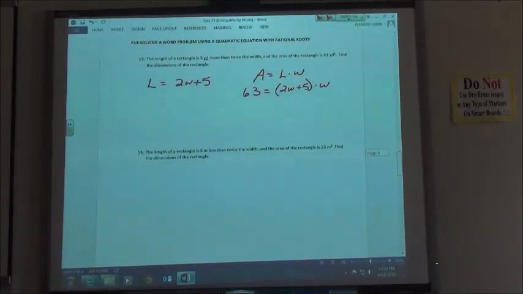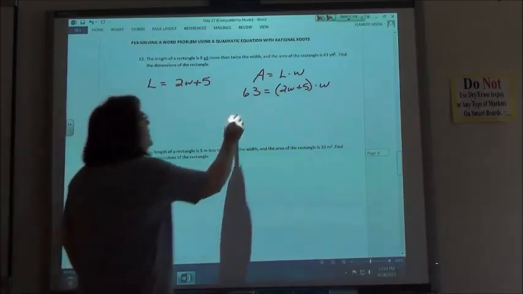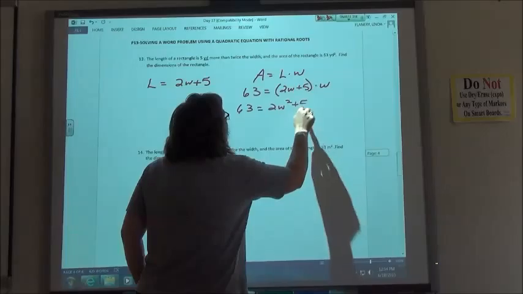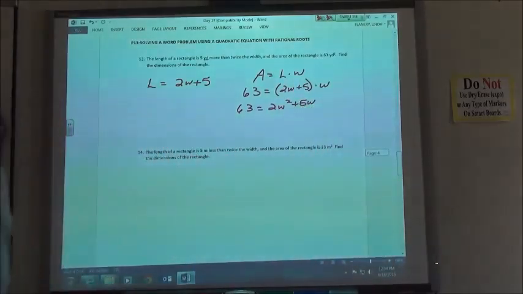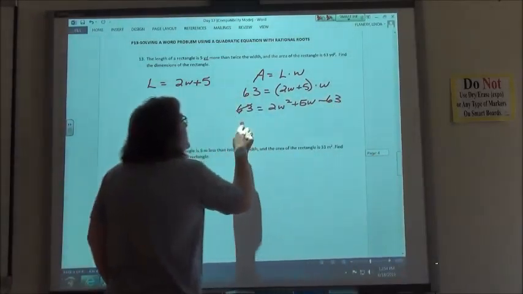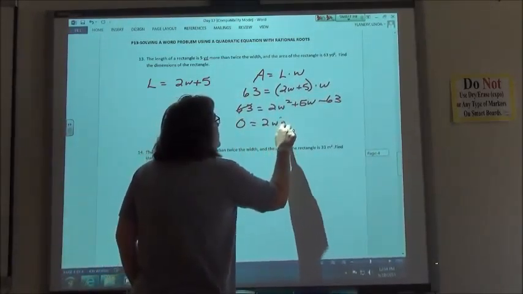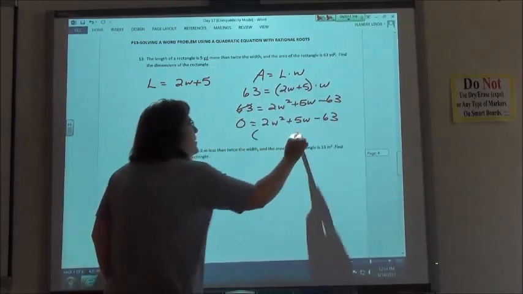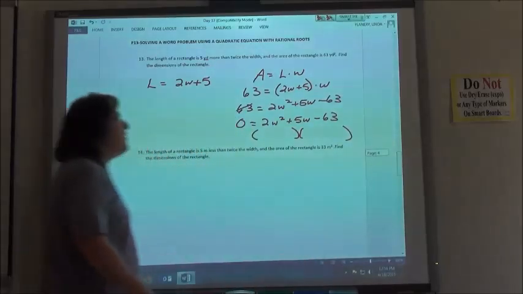Substituting in the 2W plus 5 for my length, and using my distributive property, 63 is going to equal 2W squared plus 5W. I've got a quadratic expression. I'm going to set it equal to 0, so I'm going to minus my 63. So 0 equals 2W squared plus 5W minus 63. And I'm going to solve by factoring.